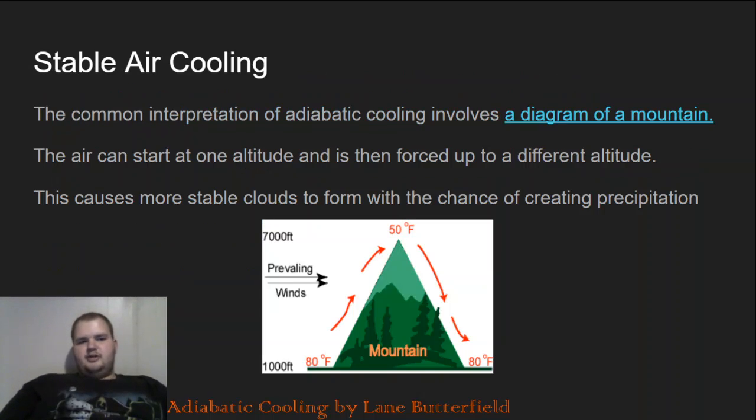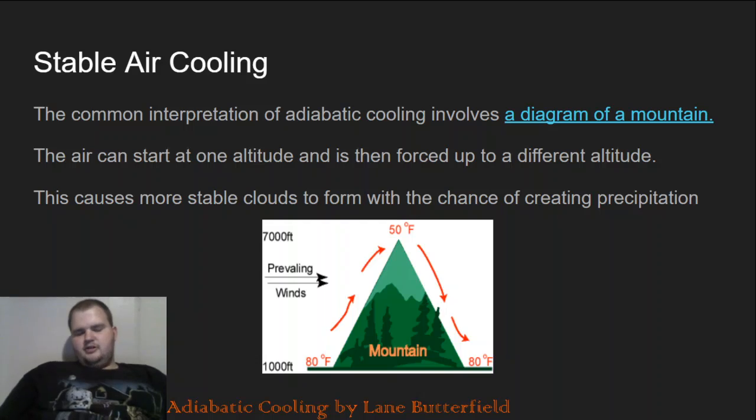So to talk about stable air cooling, the common interpretation of adiabatic cooling with stable air involves the diagram of a mountain as seen below. The air starts at an altitude usually associated with sea level and is forced up to a different altitude, which is the tip of the mountain. This causes more stable clouds to form with the chance of creating precipitation, but it's not as likely. The clouds associated with the stable air cooling aren't as tall and are more flat and often are at about the same altitude.